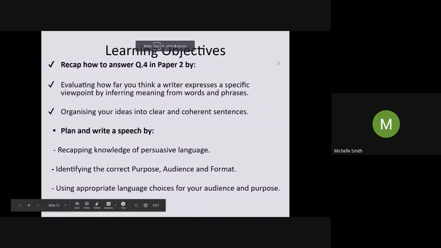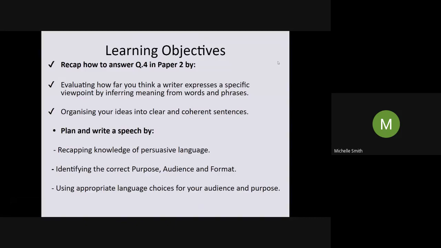So we're going to recap knowledge of persuasive language, because speeches generally try and persuade us of things. We're going to identify the correct purpose, audience, and format, and then we're going to write this speech, hopefully using appropriate language choices for that audience and purpose.